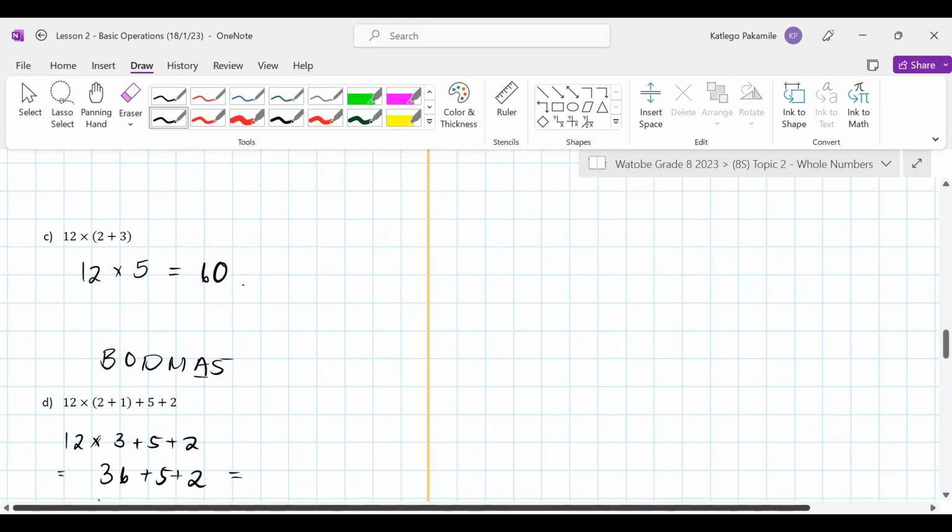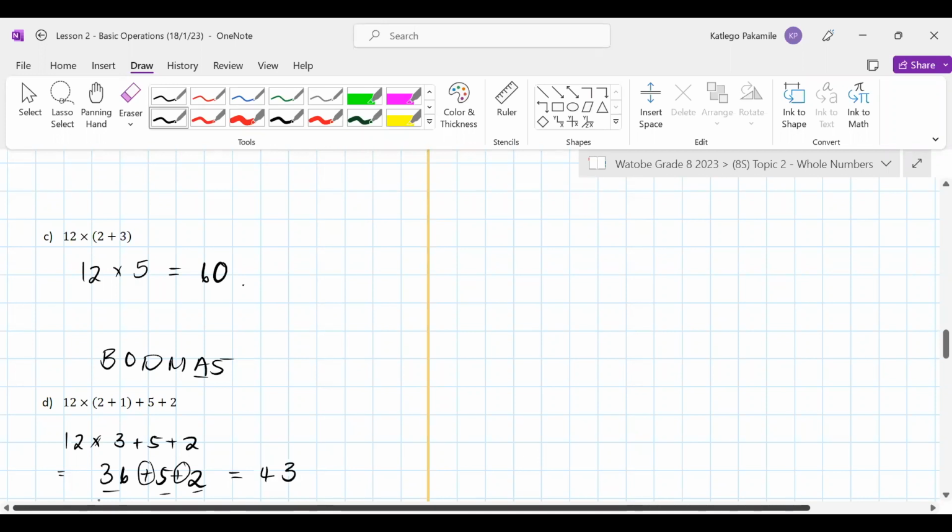Remember, we have 36 plus 5 plus 2. What's 36 plus 5? It's 41. Plus 2. Oh, ma'am, the answer is 43. 43.